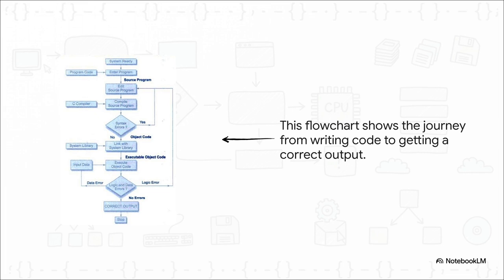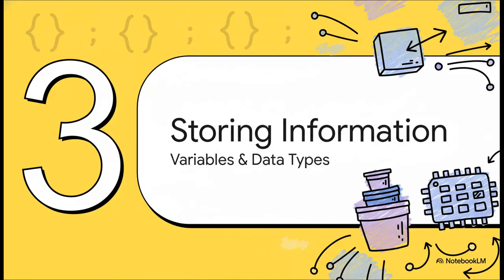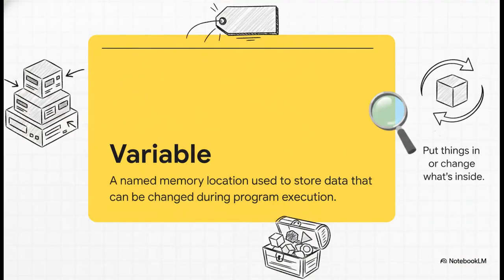And that's the thing you can actually run. Okay, so every program at its core is all about managing information, right? So let's talk about the containers we use to hold all that data. We call these containers variables. It sounds kind of technical, but really, a variable is just a labeled box in your computer's memory.